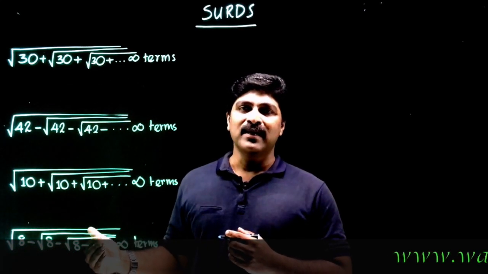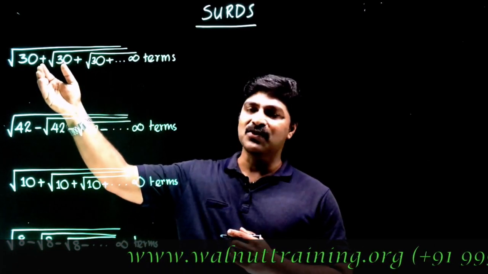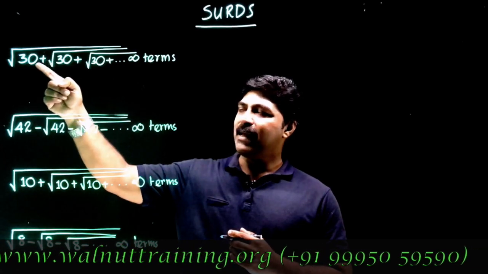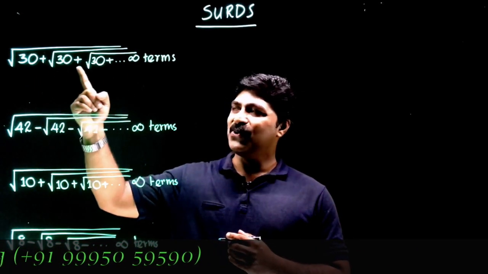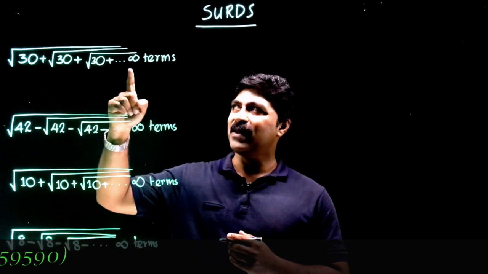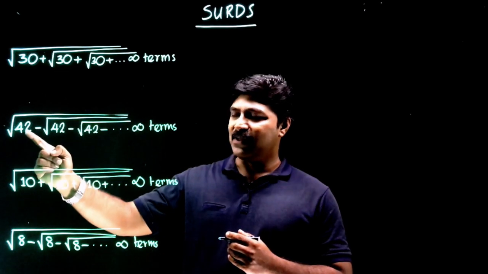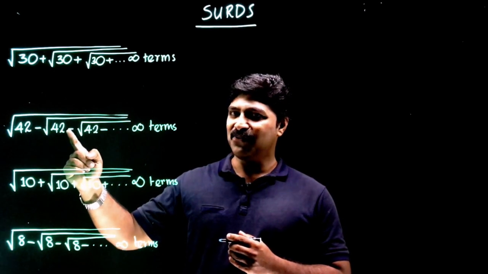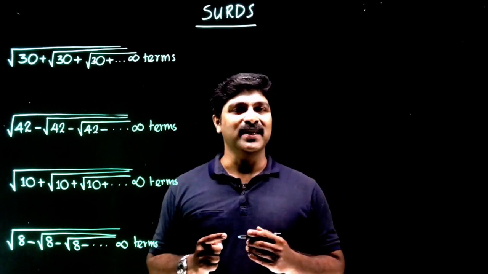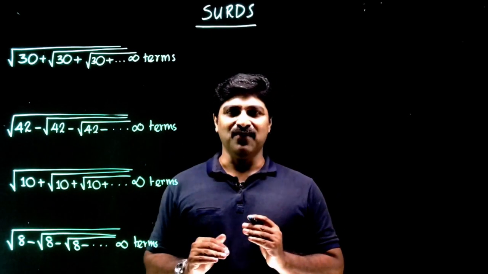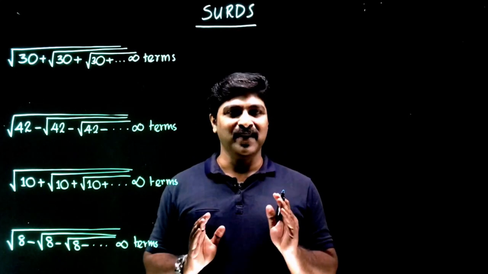So here, the sum of infinite surds, successively considering this root expression. For example, the first question is root 30 plus root 30 plus root 30 plus infinite terms. And similarly, this is root 42 minus root 42 minus root 42, etc. infinite terms. In these types of questions, you frequently get them in your aptitude exams.